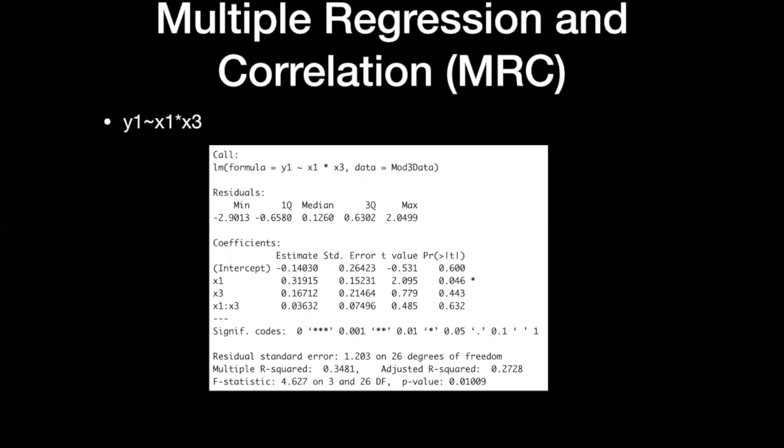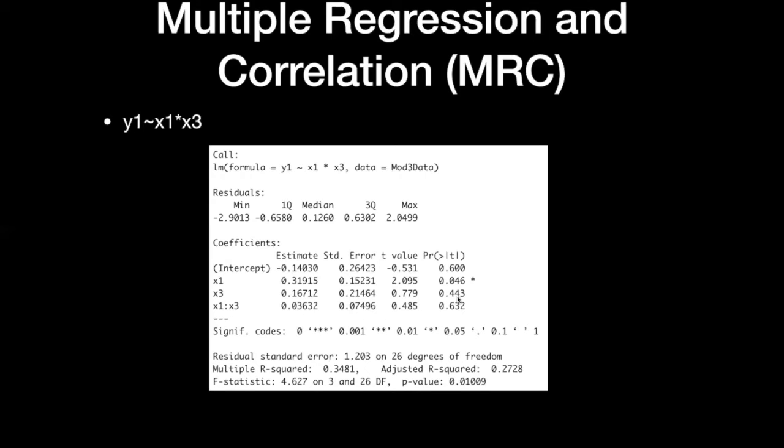Now, if I put x1 and x3 together to predict the y1, something's different. Here you can see that there's x1, x3, and the interaction of x1 and x3.